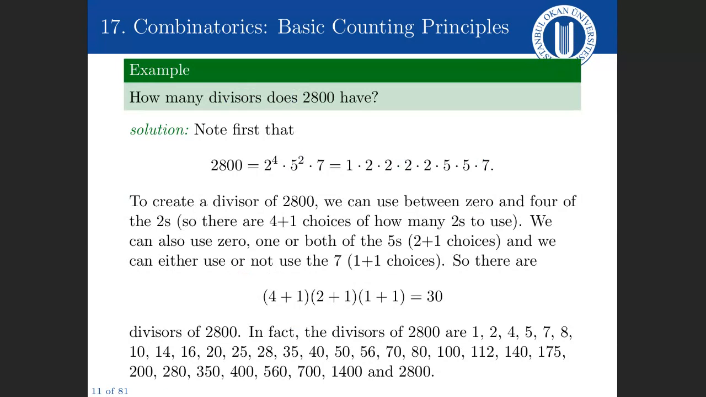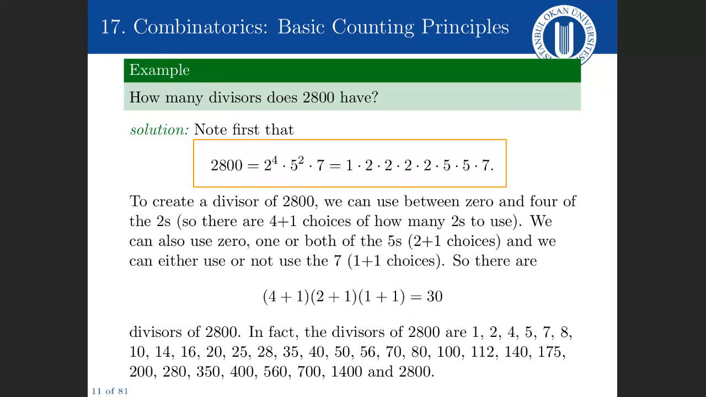Next example. How many divisors does 2,800 have? A divisor is a natural number which divides 2,800. So for example, I could do 2,800 divided by 2, and I would get 1,400. Therefore, 2 is a divisor of 2,800. To answer this, first we need the prime factorization of 2,800.